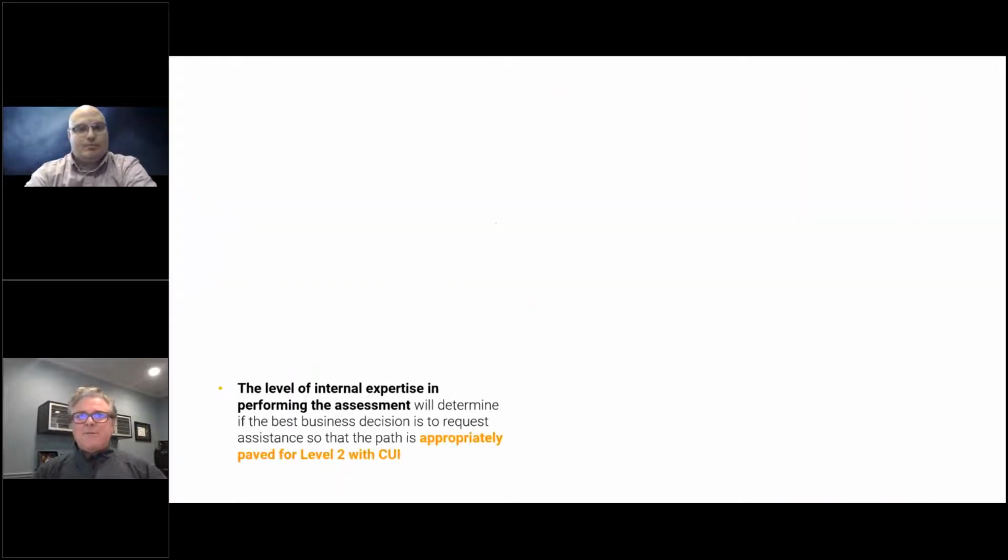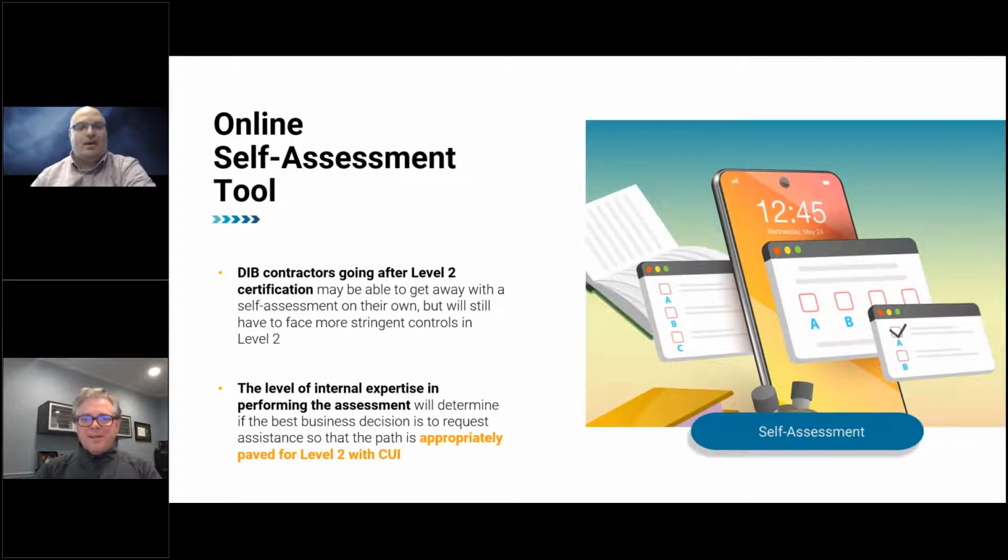And once again, I feel like you're right on the money. Self-assessment, right? So self-assessment options for contractors required to secure level 2, particularly those that handle CUI. What are we looking at there? I mean, you already touched on it a little bit, but any other words of wisdom you can share with us on that?